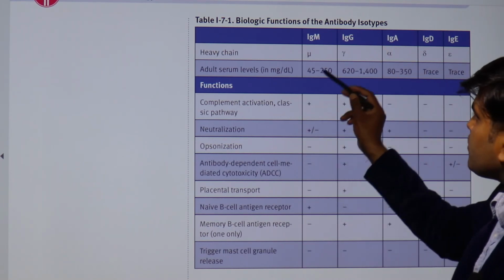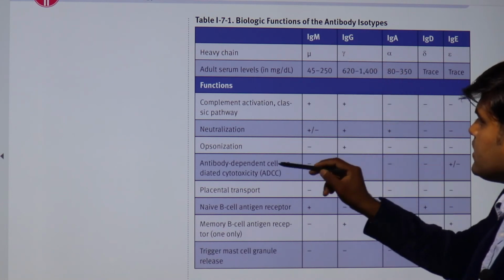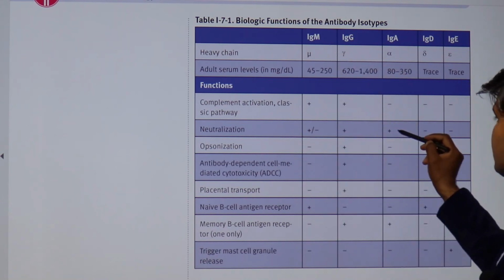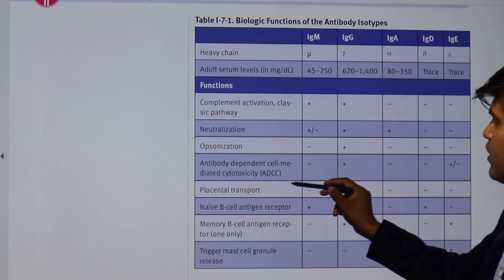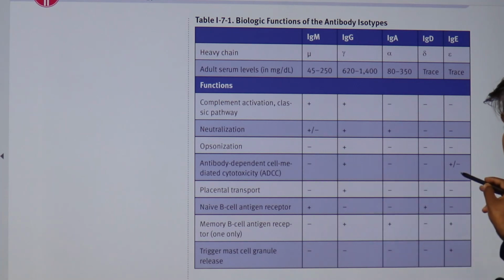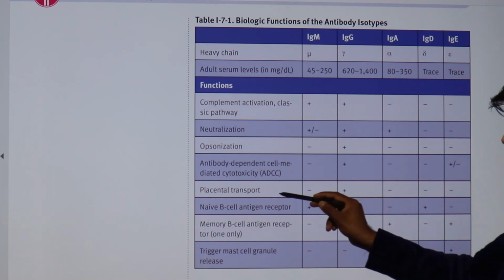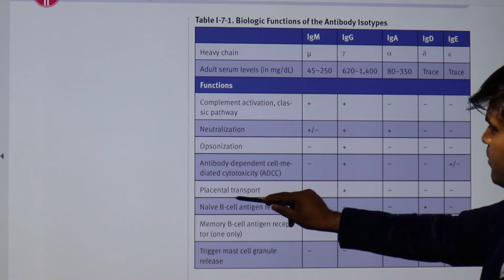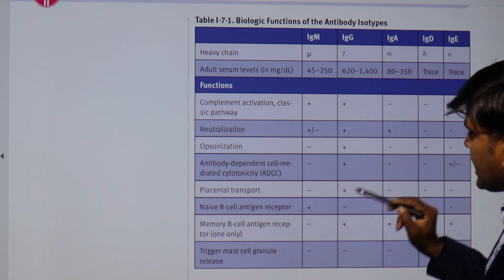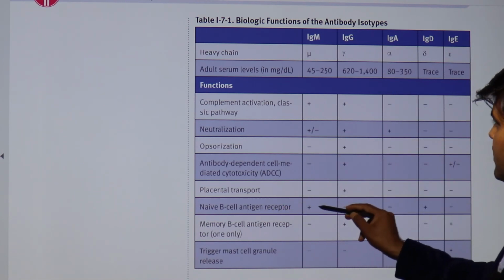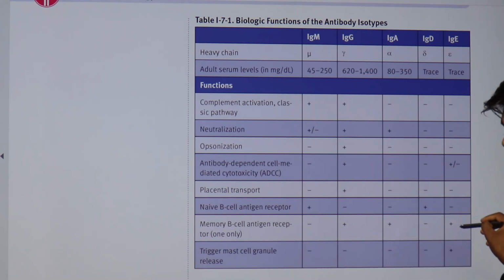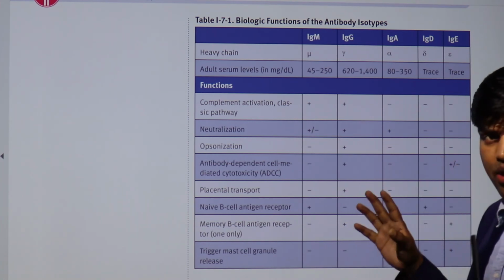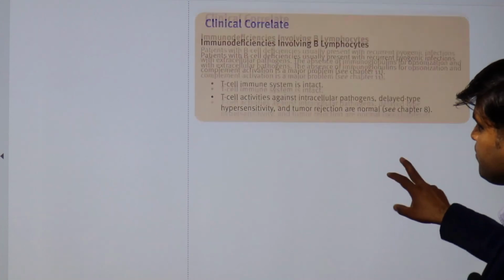Function: complement activation is done by IgM and IgG. Neutralization can be done by IgM and IgG and IgA, but not the others. Opsonization only IgG. Antibody-driven cellular cytotoxicity only IgG. There is some role of IgE also. Placental transport is only possible with IgG. Naive B cell antigen receptor, that is M and D. Memory B cells are present in the case of G, A, and E. Triggers mast cell degranulation by immunoglobulin E. So these are the functions of immunoglobulins that you have to remember.